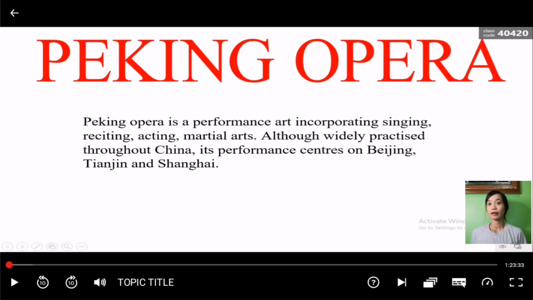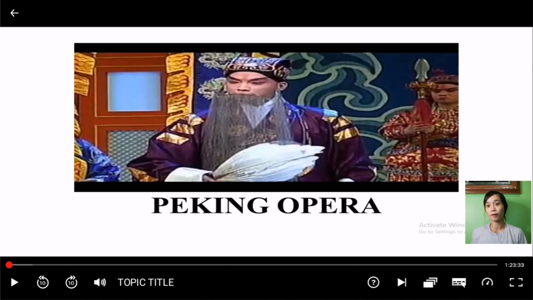The next one is Peking opera. Peking opera is a performance art incorporating singing, reciting, acting, and martial arts. Although widely practiced throughout China, its performance centers on Beijing, Tianjin, and Shanghai. Peking opera is sung and recited using primarily Beijing dialect, and its librettos are composed according to a strict set of rules that prize form and rhyme. This is the example of Peking opera.